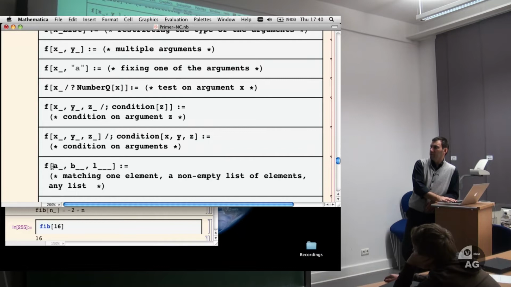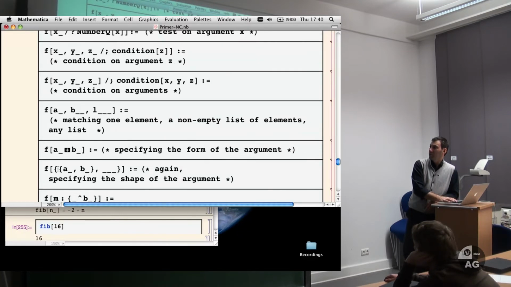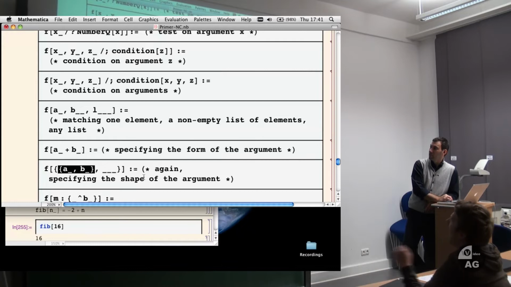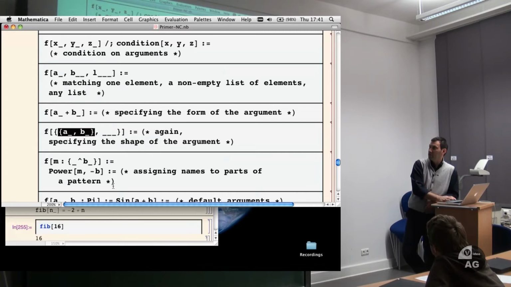Over here we have a pattern that matches one element, a list, a non-empty list, and anything. Then a pattern that matches a specific structure of the expression. So now we need to have this plus. And over here we need to have this structure. So what do we have? We have a list whose first entry is also a list, and this is composed of 2 entries. Over here I show how to assign names to different pieces of a pattern.